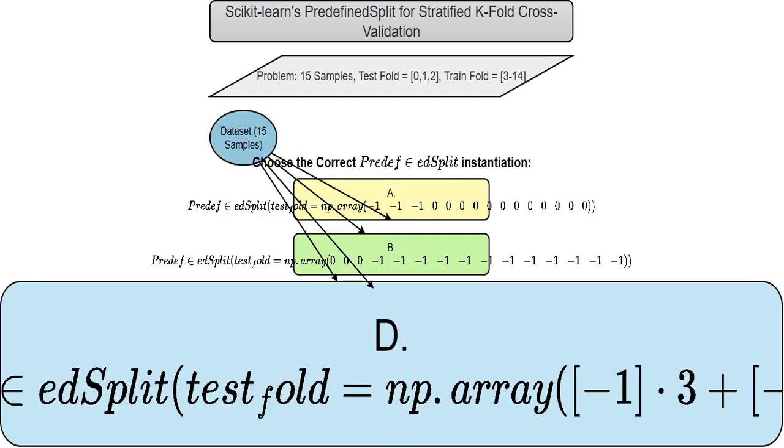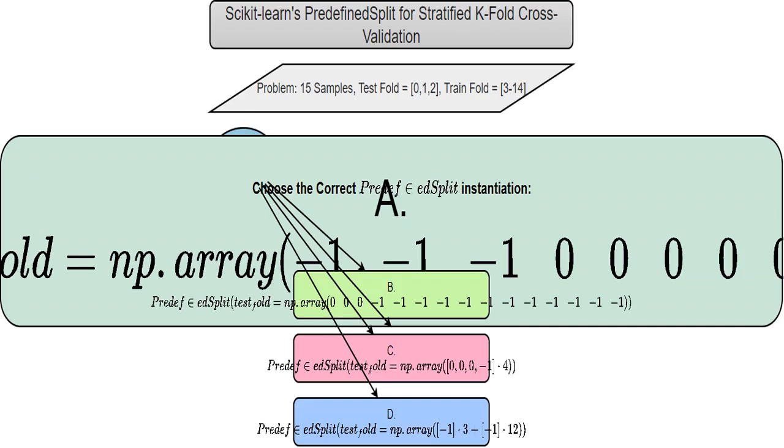In this option, the [-1] * 3 part creates an array of 3 -1s, and [-1] * 12 adds 12 more -1s. So, I end up with all samples assigned to the training set. I don't have a test set defined. This is completely wrong. This also incorrectly sets up the split. I'm assigning samples 0, 1, and 2 to the training set, -1, instead of the test set. It reverses what I want.